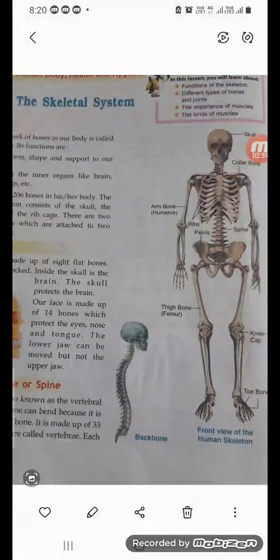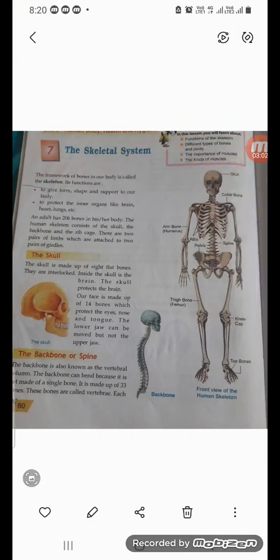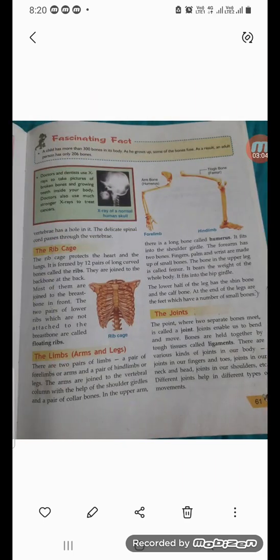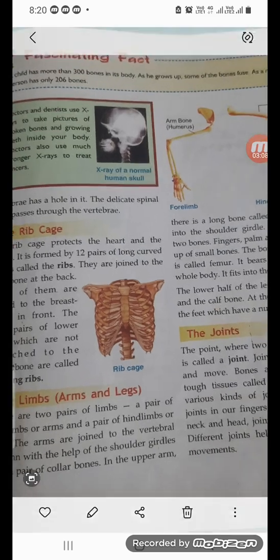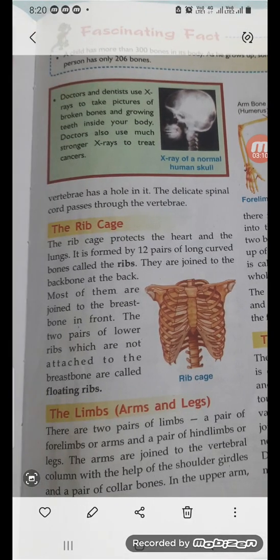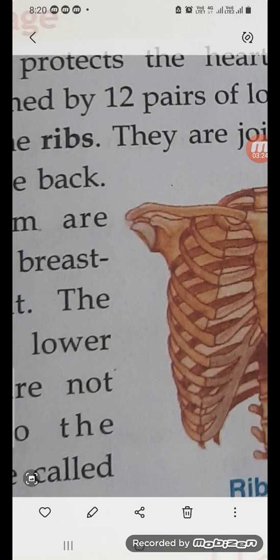Now next, come to the next page. The next page is telling us about the rib cage. Children, rib cage. Can you see the rib cage here? The rib cage protects the heart and lungs. अगर rib cage नहीं होता तो हम heart और lungs को protect नहीं कर सकते. It has got 12 long curved bones called ribs. ये जो आपको दिख रहा है ना, they are 12 in number. They are joined to the backbone at the back. These curved rings are joined at the back.